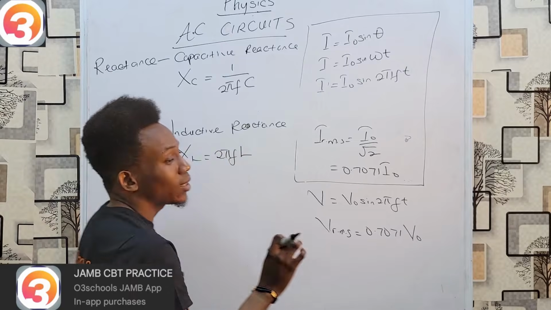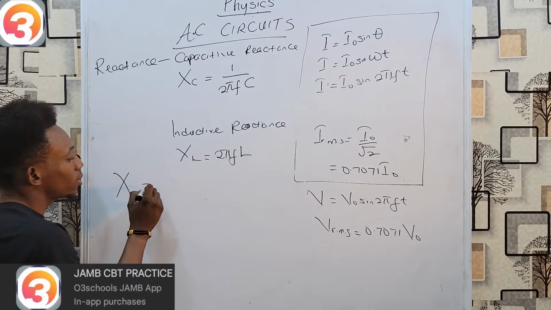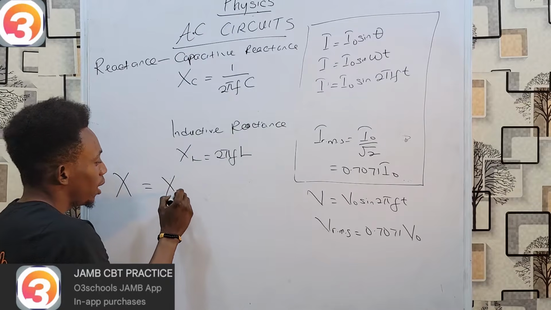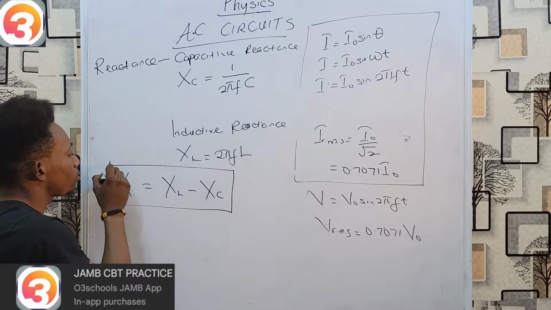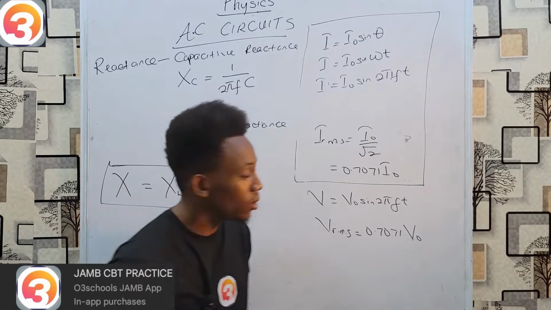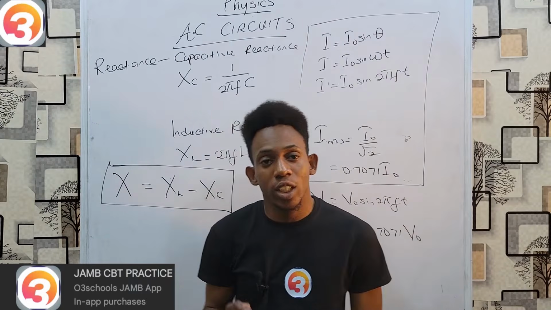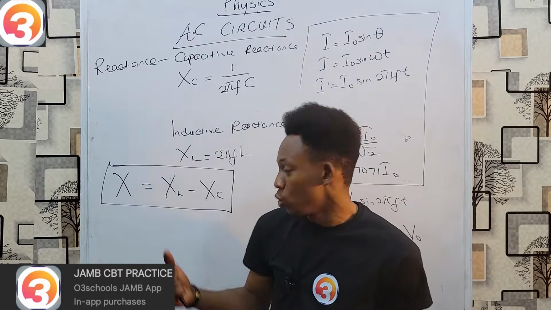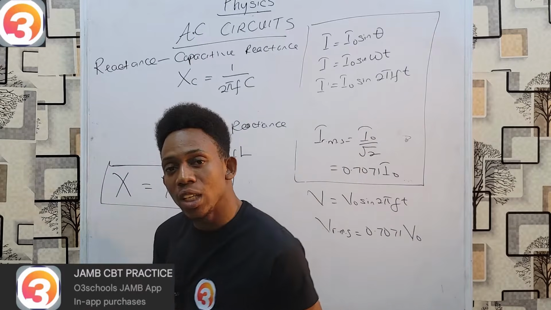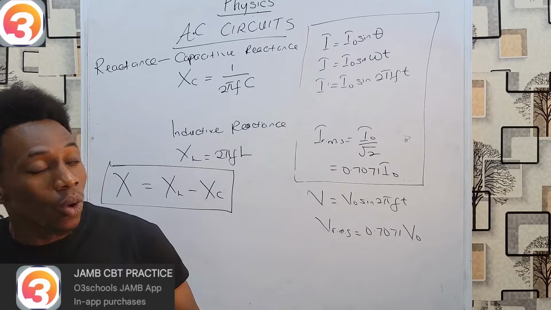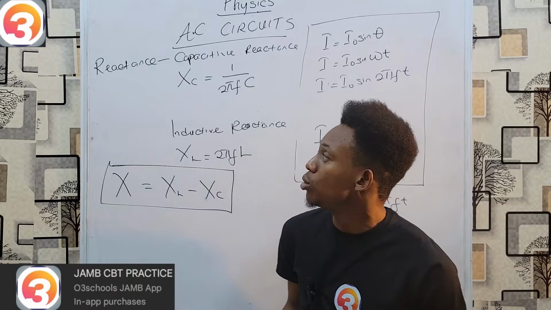And once this is established, then what you must remember is that the overall reactance of this circuit will always be XL minus XC. So you have capacitive reactance, you have inductive reactance, and if you have both in a circuit, then your overall reactance will be XL minus XC. Now, what if you now have a resistor as well as either a capacitor or an inductor?